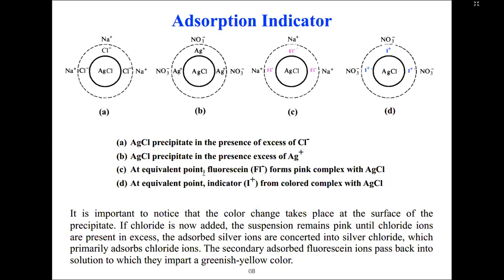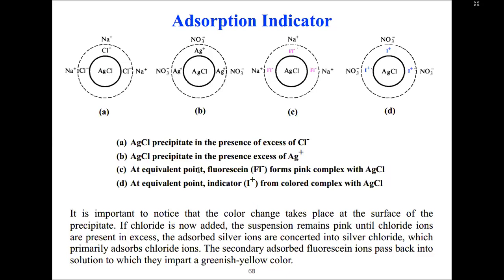Since none of them is in excess, the indicator that you already added in the conical flask will now form the primary layer. Earlier, the indicator was free, so it had a different color. Now it forms the primary layer, it will have a different color, and that is how you determine the equivalent point.